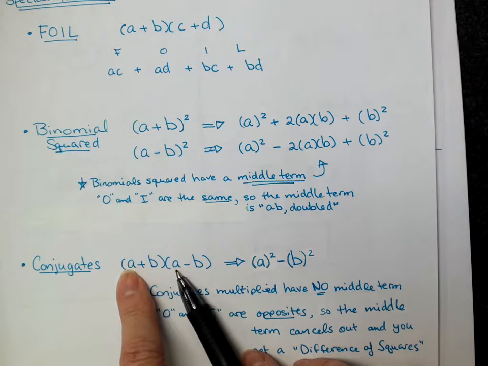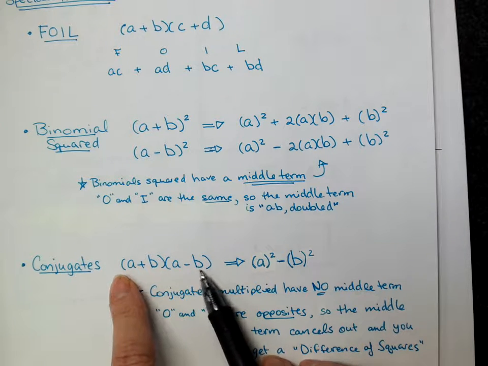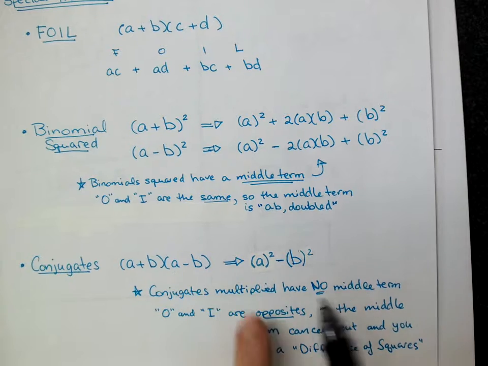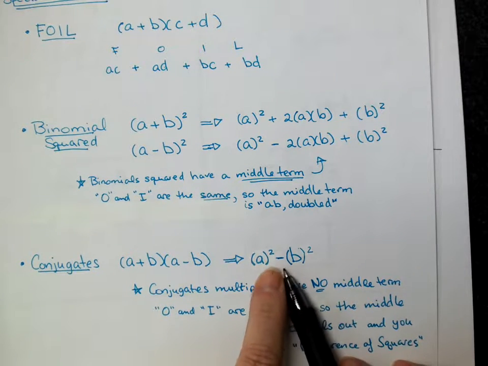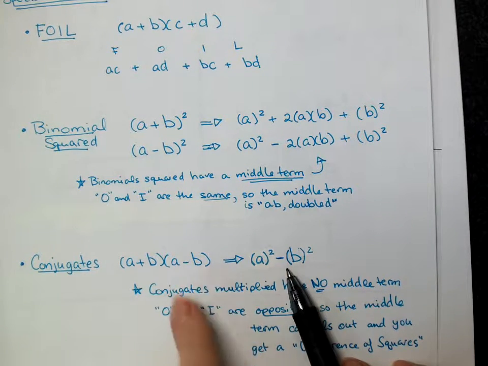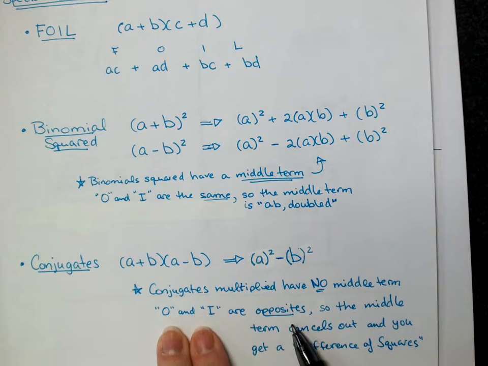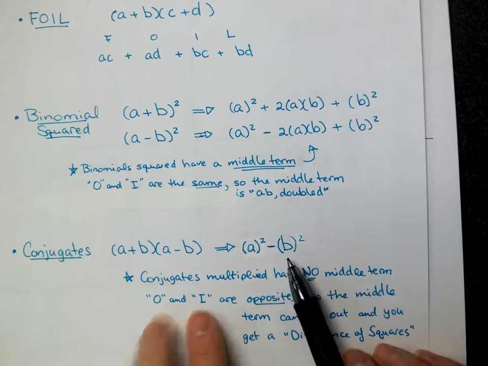These are conjugates. Recognize you have conjugates. And a conjugate, if you FOIL this out, you know that the AB and negative AB, your O and your I, are opposites and they cancel out. There's no middle term with the difference of squares that you get from multiplying conjugates. Conjugates multiplied have no middle term because the O and the I are opposites, and so it cancels out. And that results in a difference of squares.